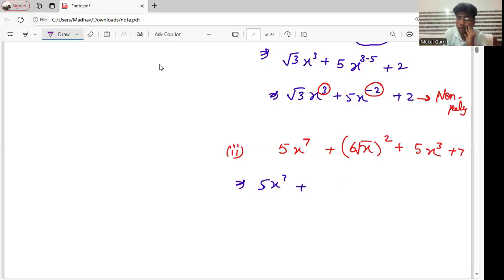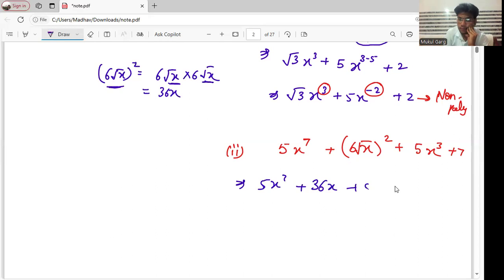6 root x whole square, it means what? See, square means we are multiplying the same number by itself. So we are multiplying 6 root x with 6 root x. So it will become what? 36, root x into root x will become x only. So that will be 36x plus 5x cubed plus 7.